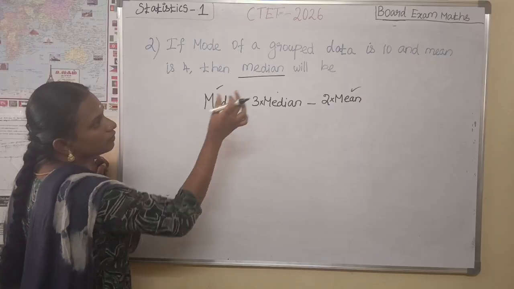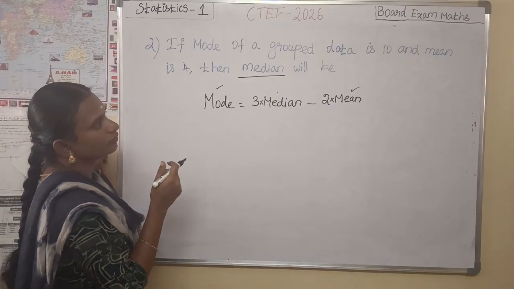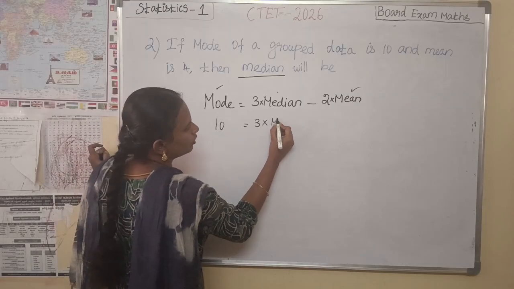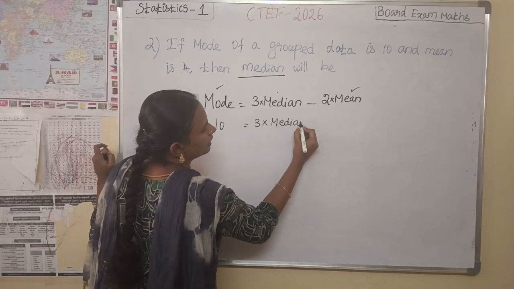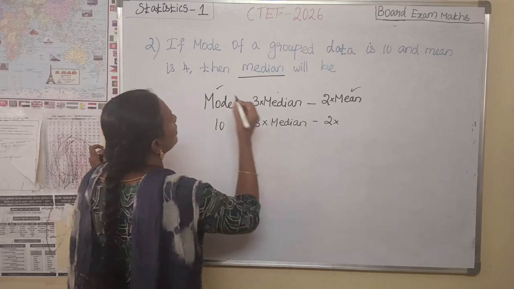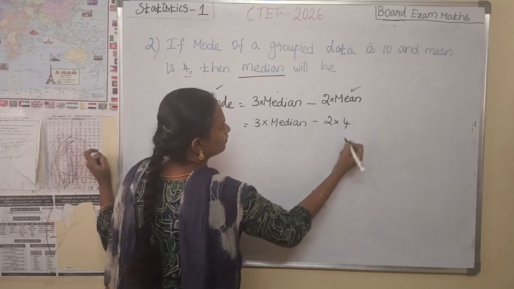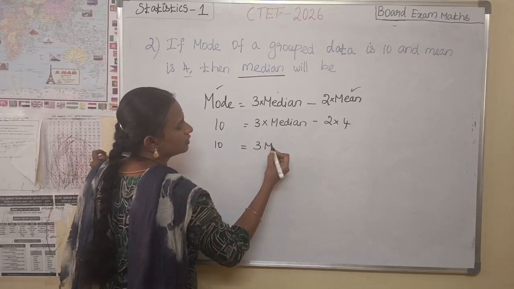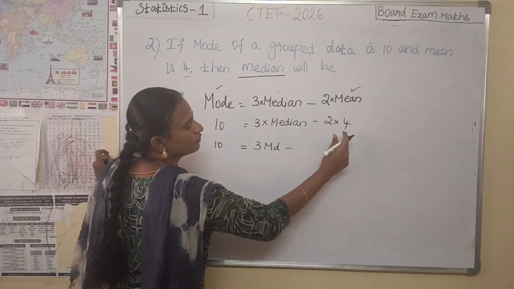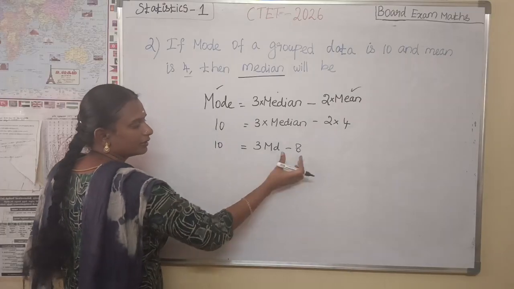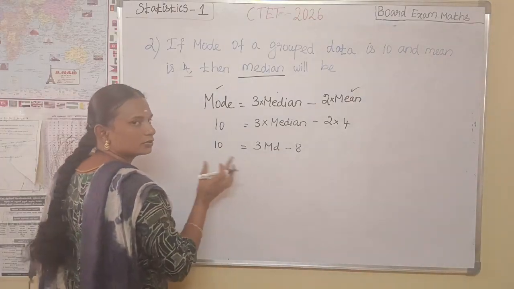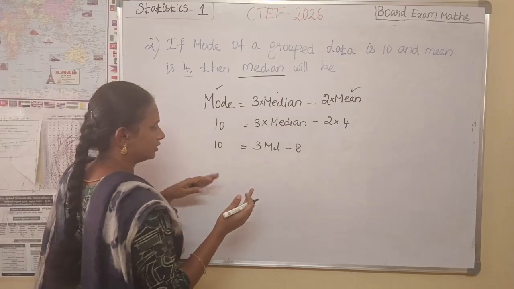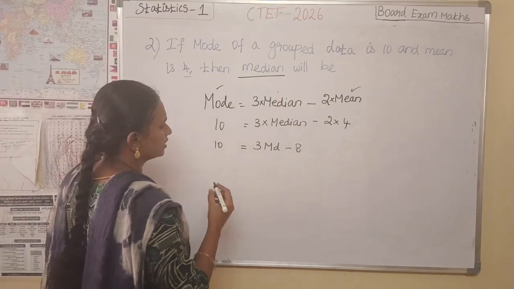What is the mode value in the given data? 10. 10 is equal to 3 multiplied by median. We don't know the median, so we just keep it as median, minus 2 into mean. Here we have the value 4. Then 10 is equal to 3 into median, 2 fours are 8. Then shift the 8 to the other side. Here it is a subtraction sign, so if you shift it to the left-hand side, the sign will be changed.